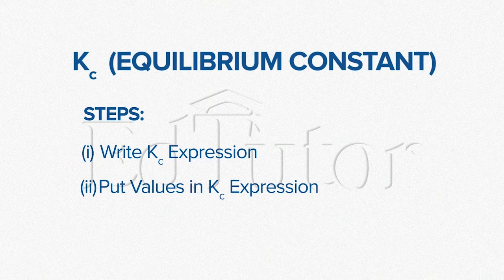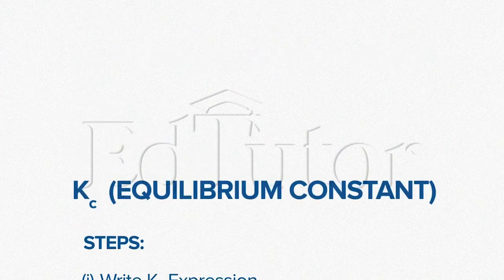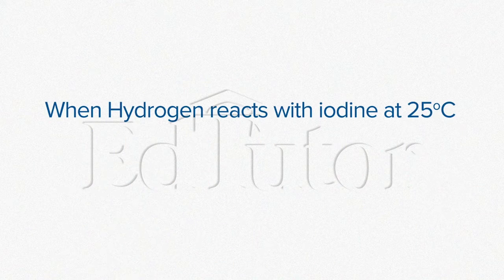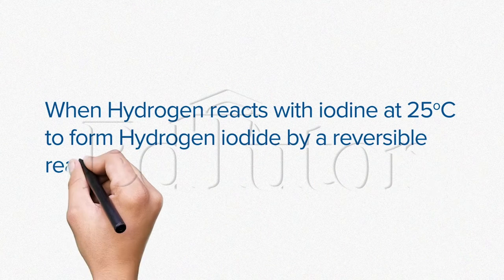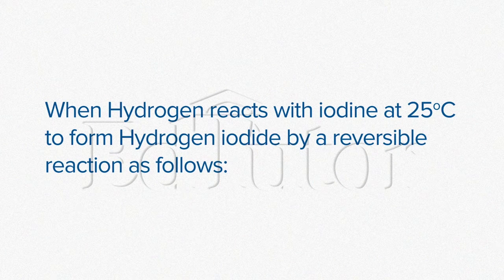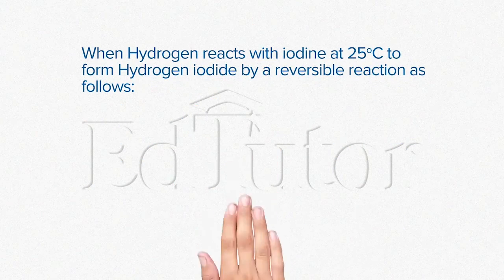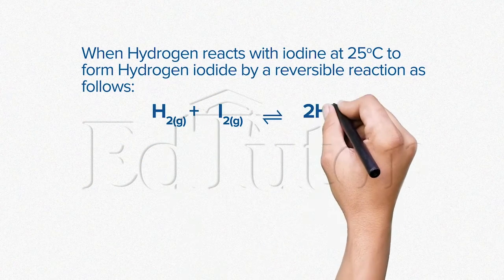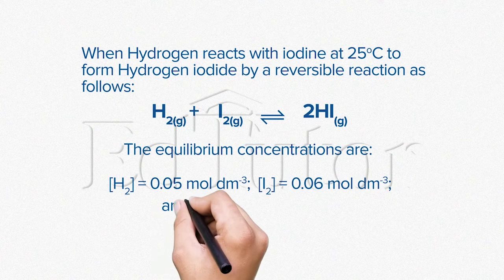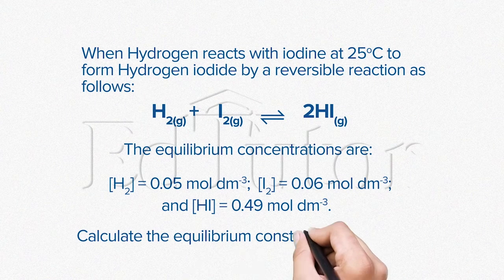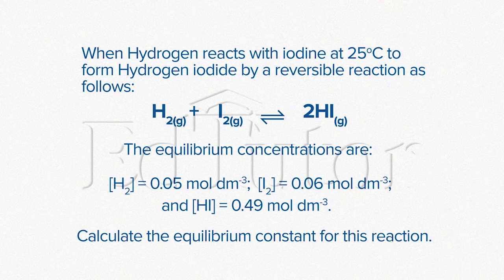Now, let's look at the first problem. In our first problem, hydrogen reacts with iodine at 25 degrees Celsius to form hydrogen iodide by a reversible reaction. Here is the chemical equation with all the relevant information, including the equilibrium concentrations. Let's begin by collecting the data first.